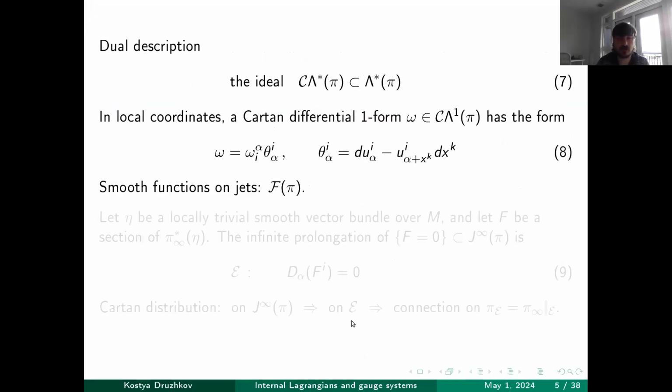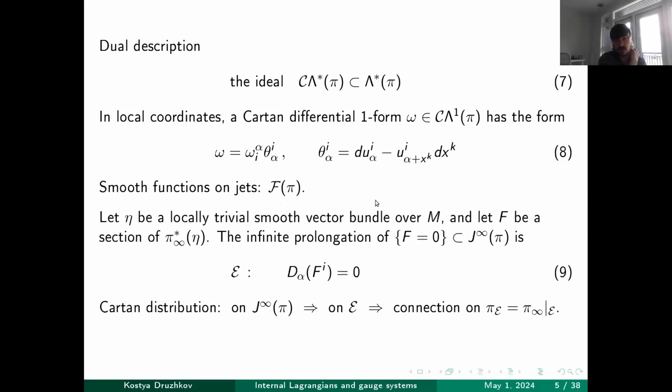Yeah, there is a dual description for the Cartan distribution. Namely, there is the ideal of Cartan forms, that is, differential forms that annihilate the Cartan distribution. This ideal is generated by differential forms that vanish on the Cartan planes, on the planes of the Cartan distribution. In local coordinates, a Cartan differential one-form, or contact differential one-form, has the form of a finite combination of basis contact forms, and basis contact forms have this form. So they vanish on solutions because they vanish on Cartan planes. And we denote smooth functions on jets as f of pi.